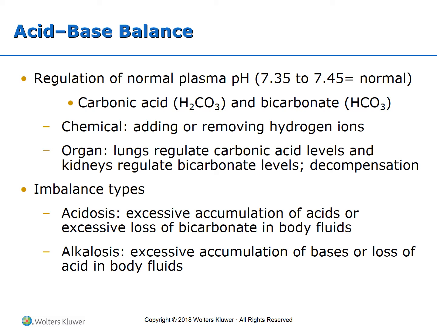Okay? So now, there are 4 acid-base imbalances. There are 4 of them. There's respiratory acidosis, respiratory alkalosis, metabolic acidosis, and metabolic alkalosis. So let's start talking about each of these.